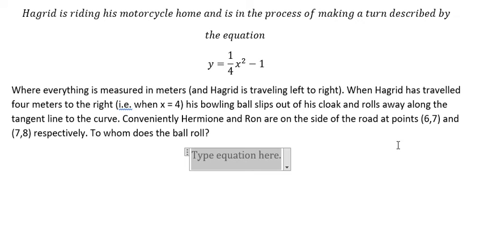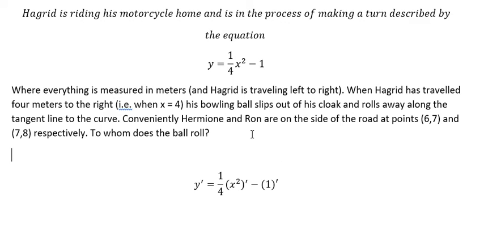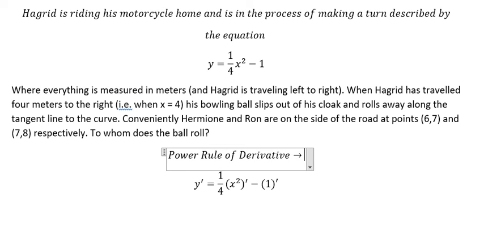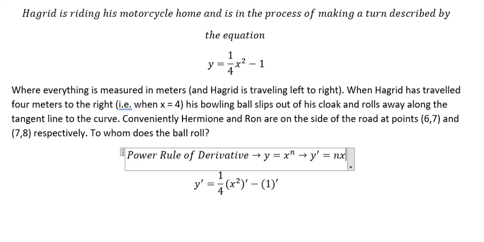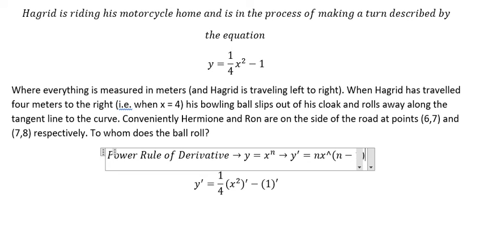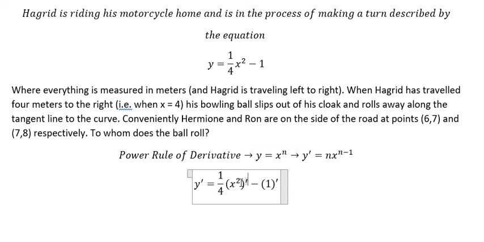The first thing we need to do is find the derivative of y. We can apply the power rule of the derivative. So if we have y equals s to the power of n, the derivative is n s to the power of n minus 1. We can apply the formula in here.